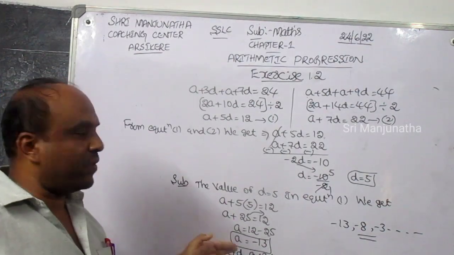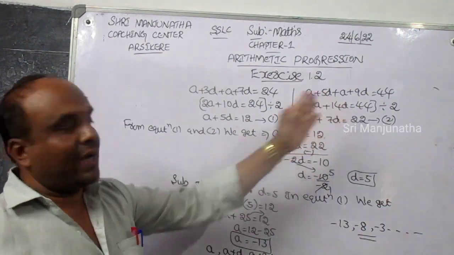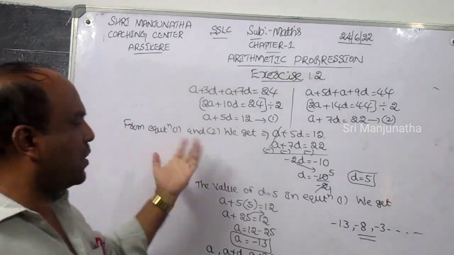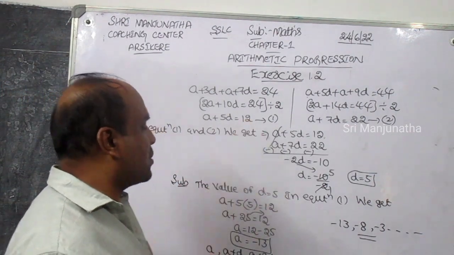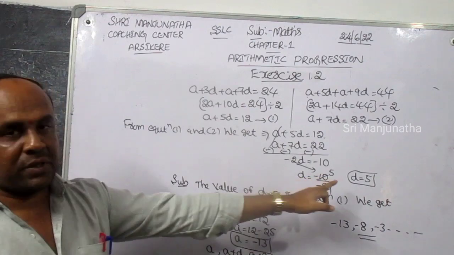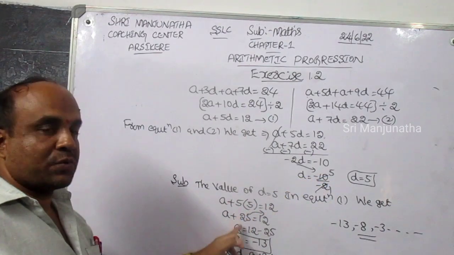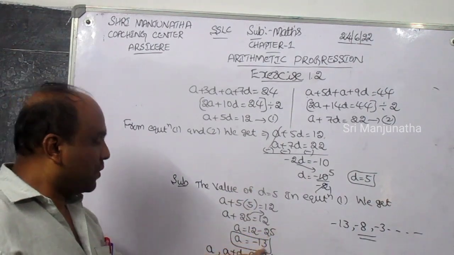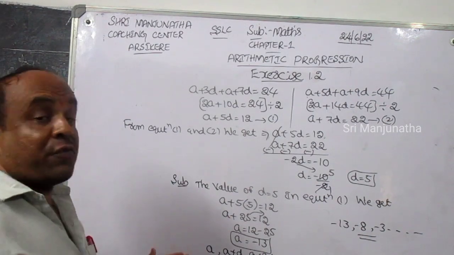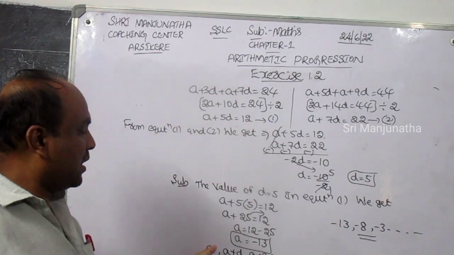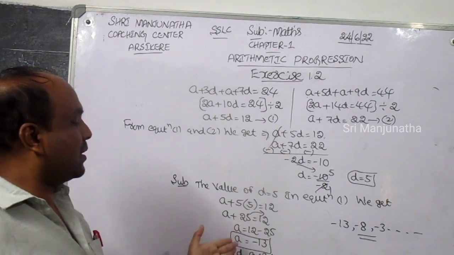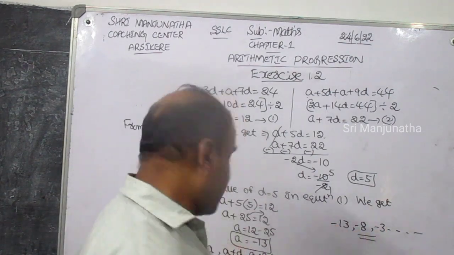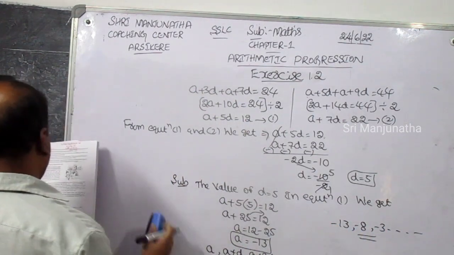Substitute the value of D is equal to 5 in equation 1 or equation 2. I have to take it for my convenience. According to my convenience, I take equation number 1. For those reasons, I apply D is equal to 5 in equation 1. A plus 5D, the D value is how much? 5 is equal to 12. 5 fives are 25. Plus 25 goes to the other side, minus 25. 12 minus 25 means A is equal to minus 13. The standard form of arithmetic progression is A, A plus D, A plus 2D. I have to apply the values of A and D. I get the answer minus 13, minus 8, minus 3. Okay. Next problem.